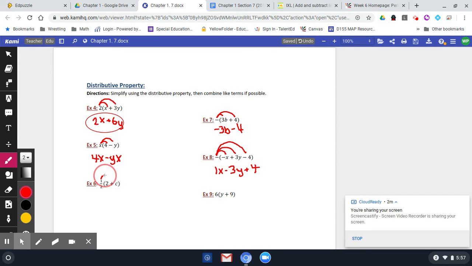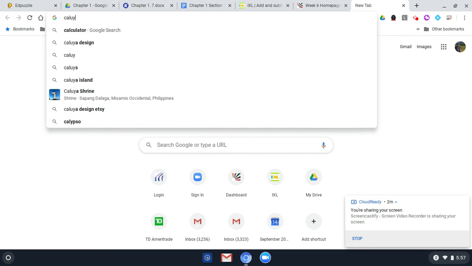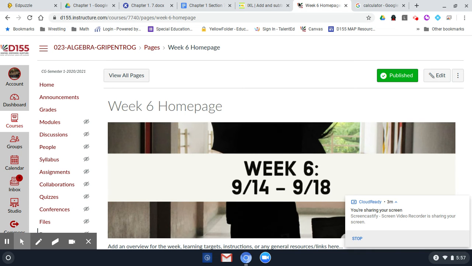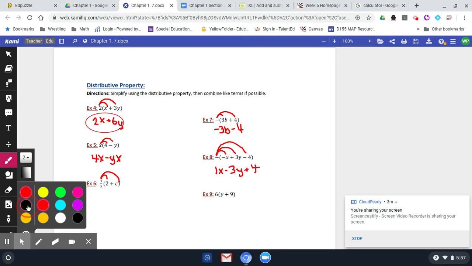All right. We distribute this to both the ones on the inside. 1/2 times 2. You guys might need to use your calculator for that if you wanted to. So you can do 0.5 in your calculator, 0.5 times 2, and you're going to get 1. So you're taking half of 2 basically, is the math behind that. So you get 1 plus then 1/2 times c. You can basically just combine those to 1/2 c.